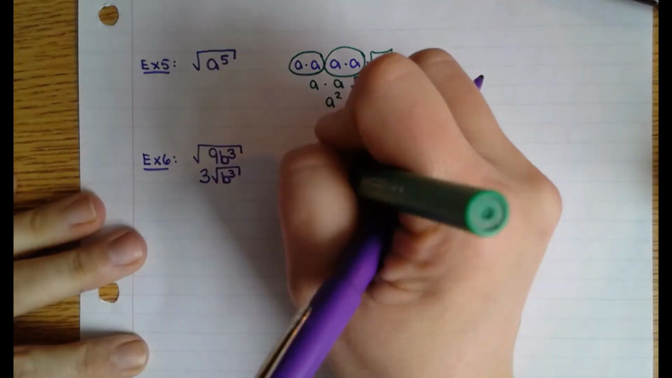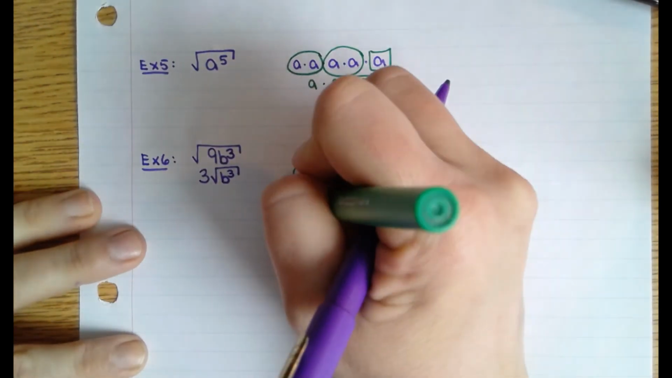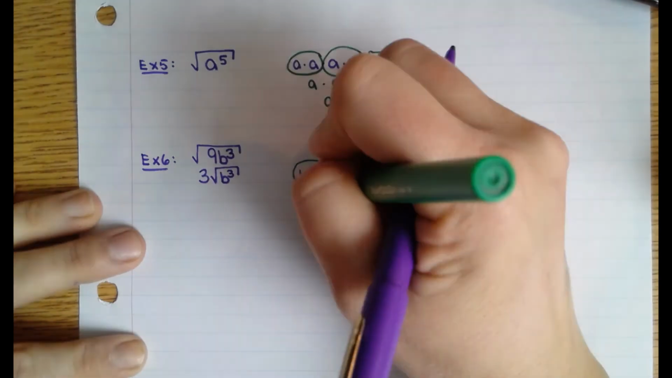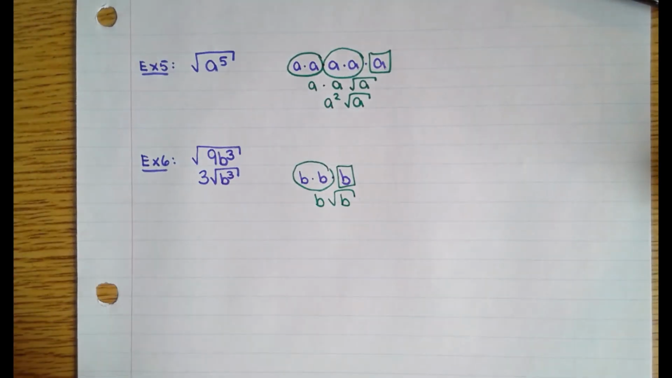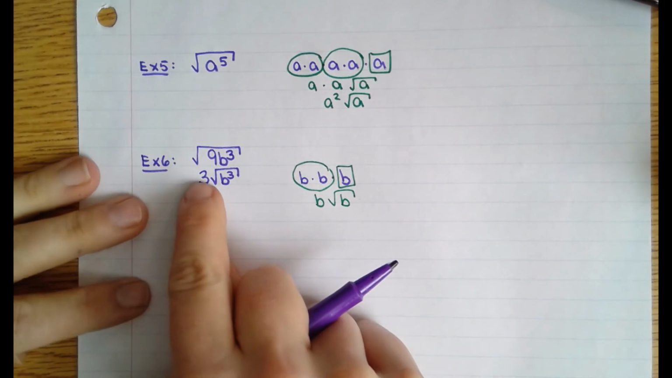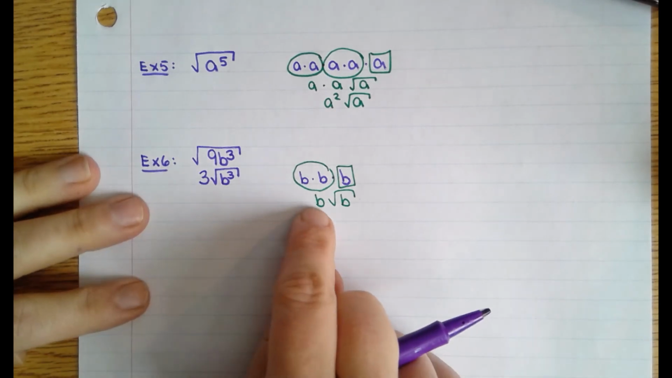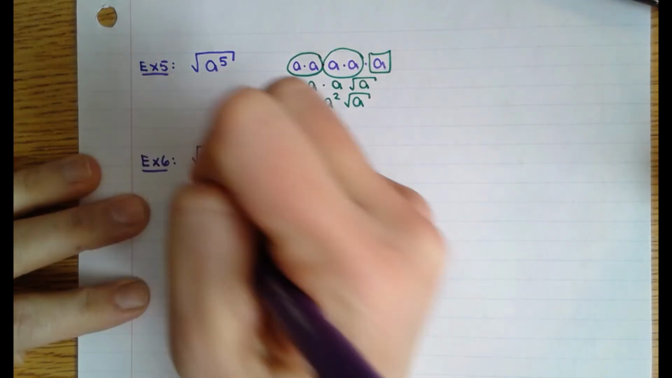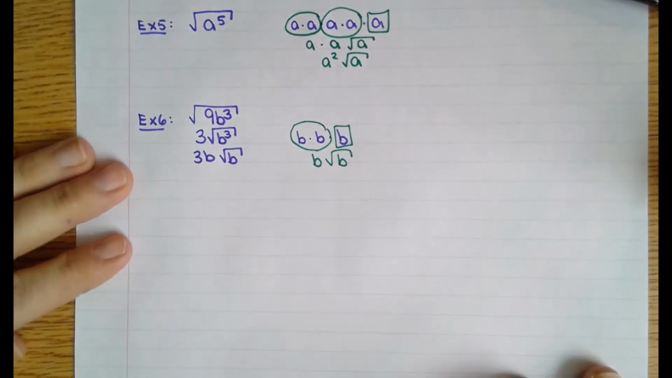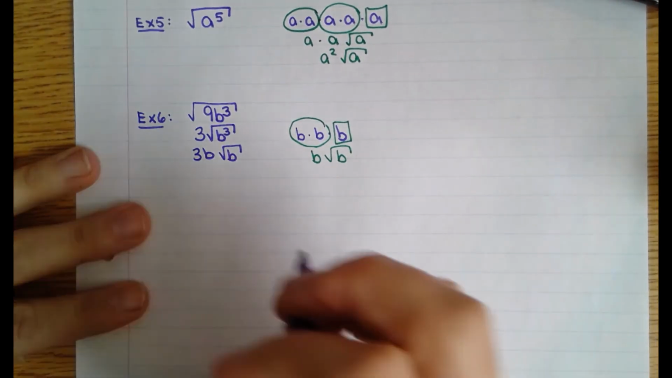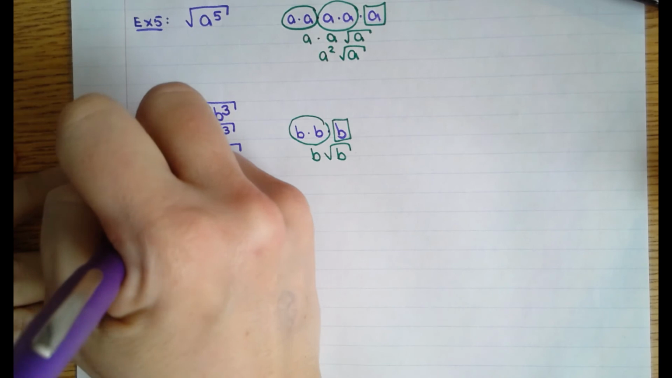Find a pair. One of them comes out. And this guy stays in. Not too bad. So let's rewrite our final answer. 3 is on the outside. B is on the outside. 3b root b. Final example, number 7.